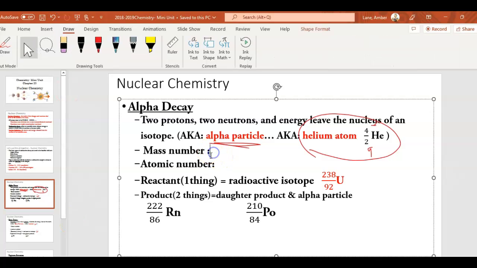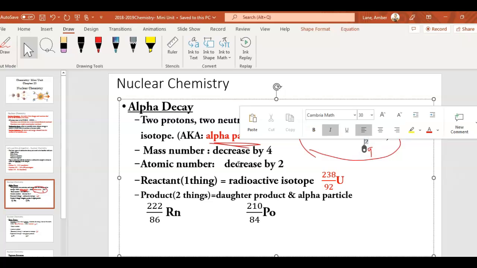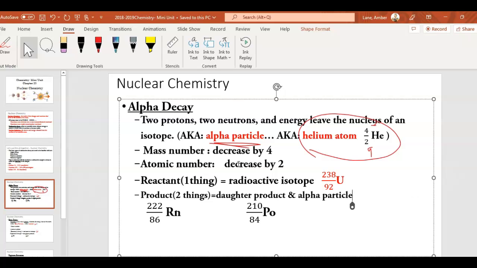Okay, so the mass number is going to decrease by 4, and the atomic number is going to decrease by 2. That kind of makes sense, because if you have 2 protons and 2 neutrons leaving the nucleus, that totally makes sense, because the mass number is a combination of protons and neutrons. And then if you have 2 protons leaving, of course your atomic number is going to go down.